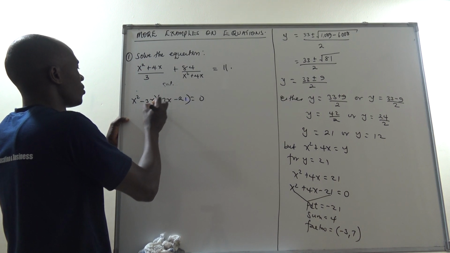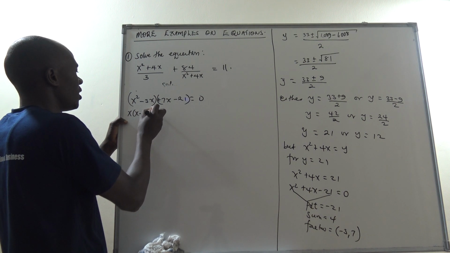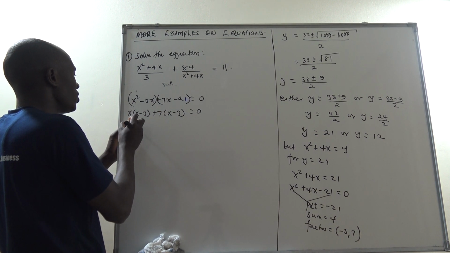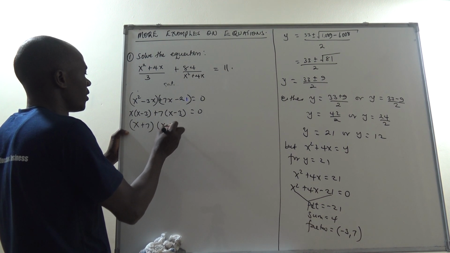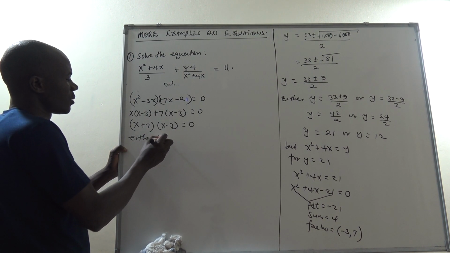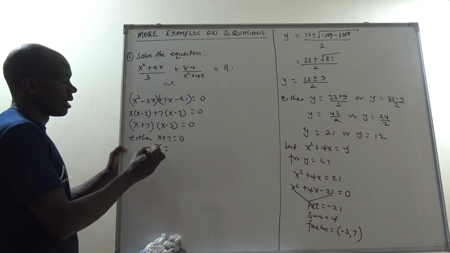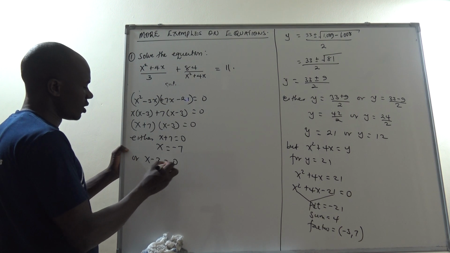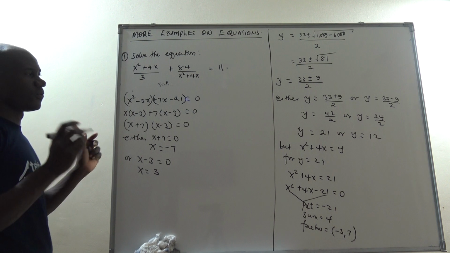So we take the two corresponding numbers. What is common is x into x minus 3, then plus 7 into x minus 3 equals 0. So we are having x plus 7 into x minus 3 equals 0. So we say either x plus 7 equals 0, it implies that x equals negative 7. Or x minus 3 equals 0, it implies that x equals 3. That is for the first scenario.